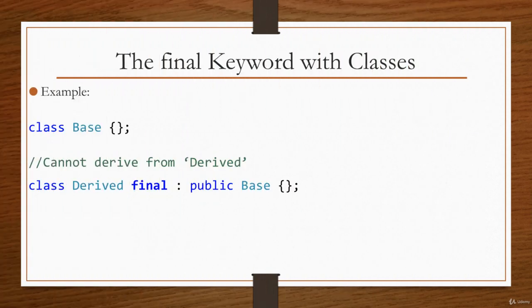You can also specify some derived class as final. So here we have class derived, which publicly derives from the base class. And you can see we also specify this as final, so we cannot derive from the derived class.